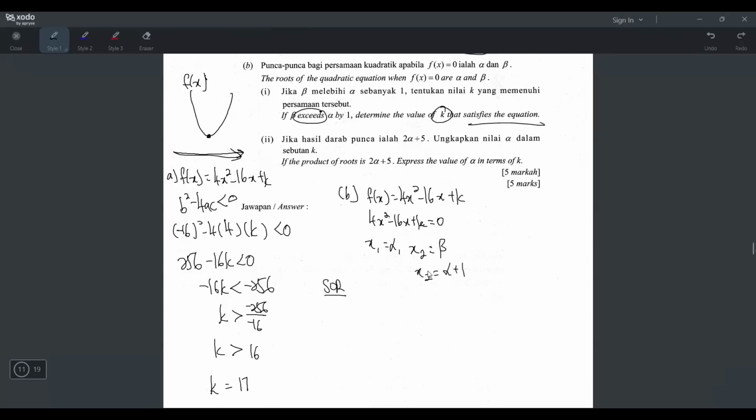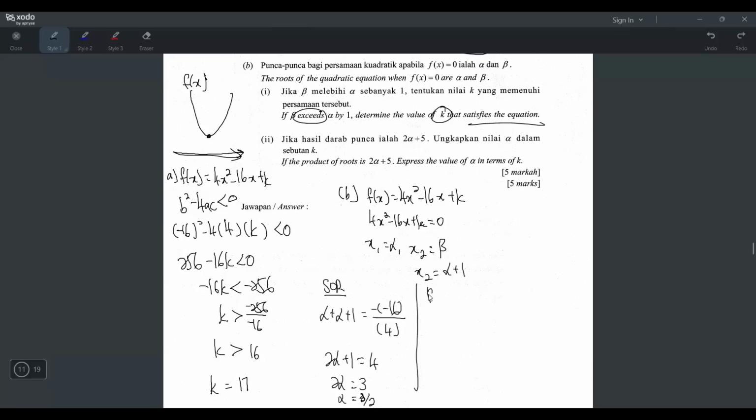x1 plus x2 equals negative b over a. So it will be alpha plus alpha plus 1 equals negative b over a. The b of the equation is negative 16 and the a is 4. So you will get 2 alpha plus 1 equals positive 4 because negative negative is positive, and then 2 alpha equals 3, alpha equals 3 over 2. But they never ask you to find alpha, they ask you to find k.